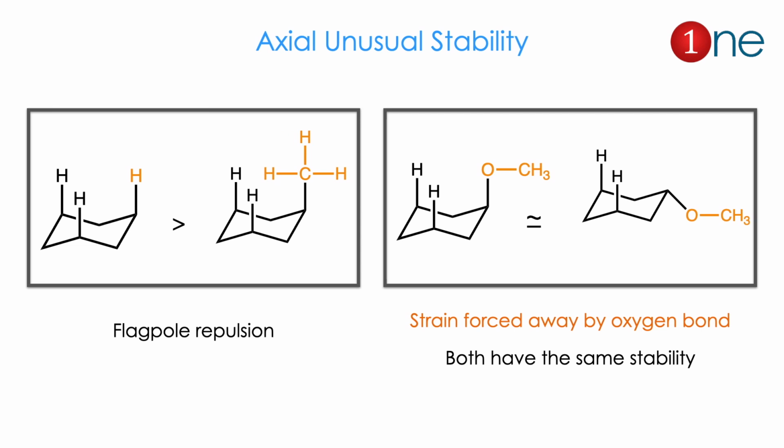Then we will see some structures with unusual axial stability. Suppose you have two groups, a methyl substituent and a methoxy substituent. In the methyl group there is a lot of steric repulsion from the two flagpole hydrogens. But in the methoxy group there is no repulsion because the methyl group is pushed away from the ring. So it doesn't matter whether it is in the axial or equatorial position. This provides unusual stability in the axial position for methoxy groups, so axial and equatorial positions have the same stability in the methoxy situation.